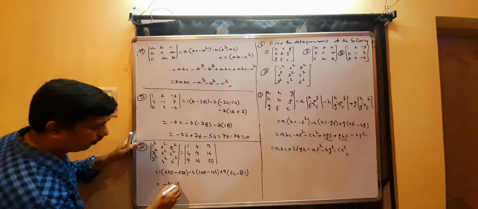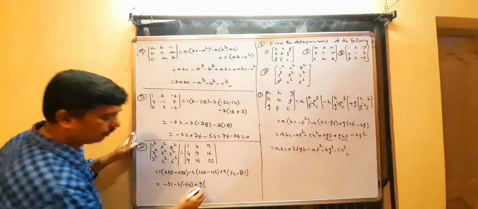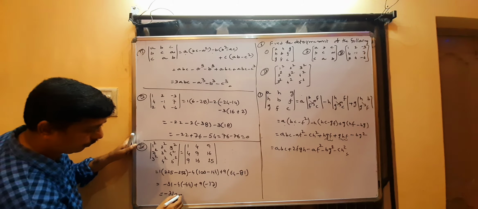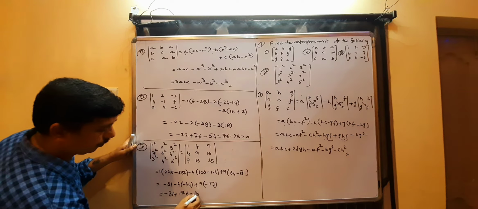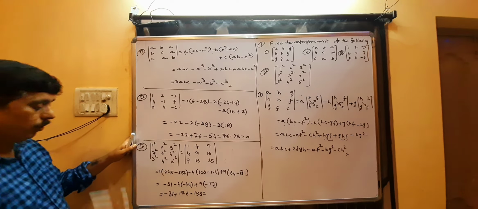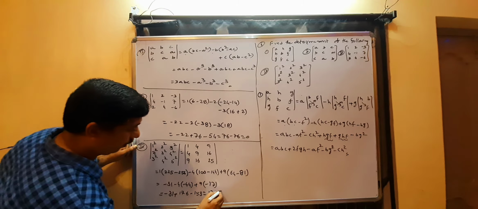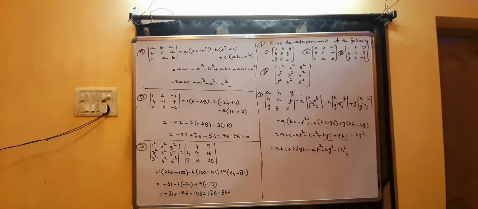Minus 4 into minus 44, 9 into 16, minus 17, 176, minus 184. Final answer you have minus 8.